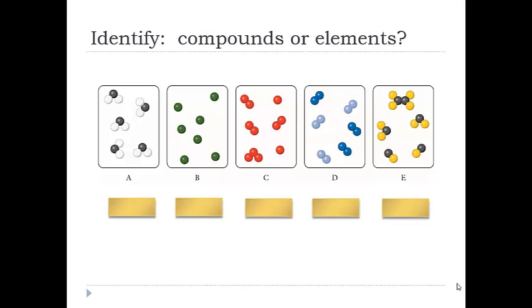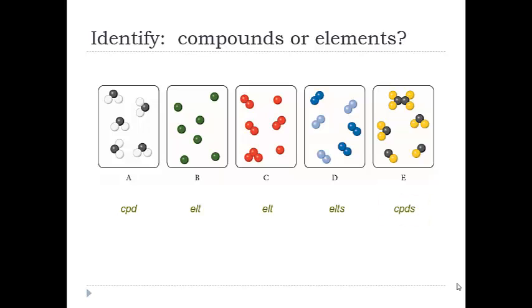All right, now let's take these same pictures and identify whether they are compounds or elements. So we'll start with A. What do you think? Is A a compound or an element? It's definitely a compound because it has more than one type of element. B, B is an element. C, C is also an element. It's a mixture, but it is only one element. D is composed of two different elements, and E is composed of compounds.